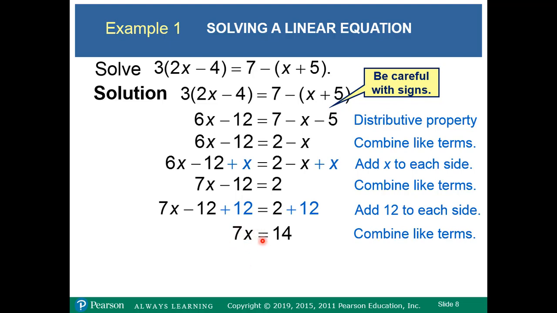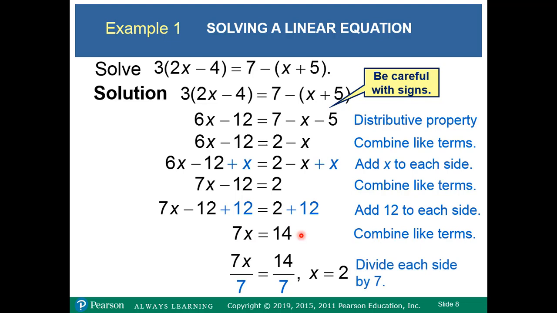But whatever we do to one side of the equation, we have to do to the other. So we're going to divide both sides by 7, and we get x equals 2. And so x equals 2 is the solution to this linear equation.